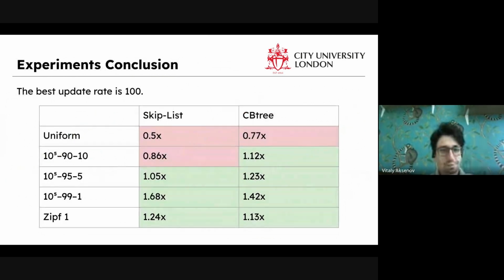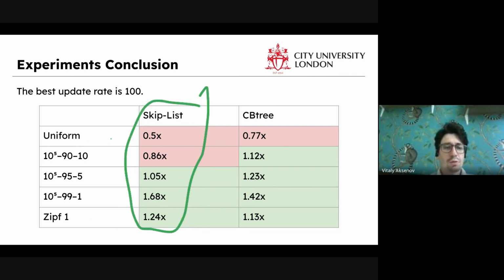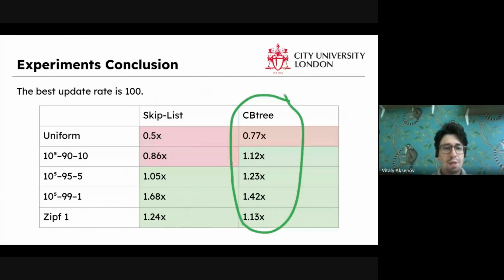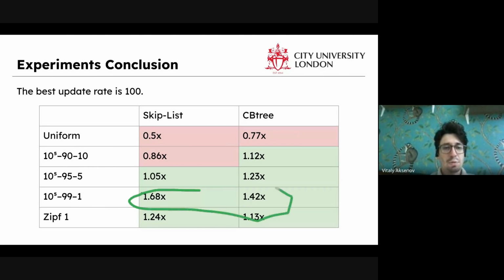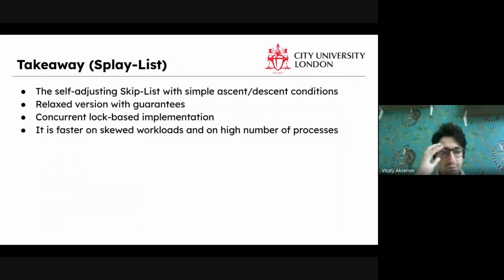So this is the final result. Here on the left, you see the results of the SkipList in comparison to the, sorry, it's a little bit incorrect. Here should be Splay-List, sorry. So this is for Splay-List, and this is for CBTree in comparison to SkipList itself. And here, as you can see, we work on skewed workloads better than CBTree. So this is my part about SkipList and Splay-List.